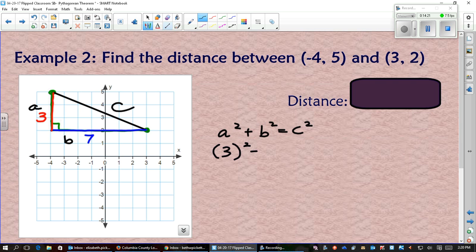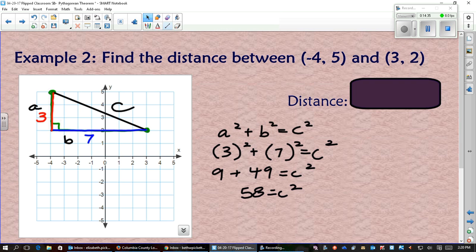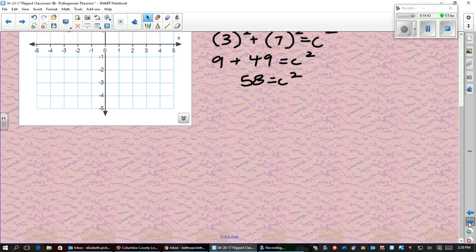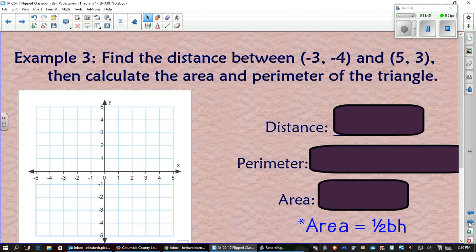3 squared plus 7 squared equals c squared. 9 plus 49 equals c squared. So 58 equals c squared. And then if we take the square root of both sides, we'll get the radical square root of 58. Calculator will give you that that is about 7.6. One more.